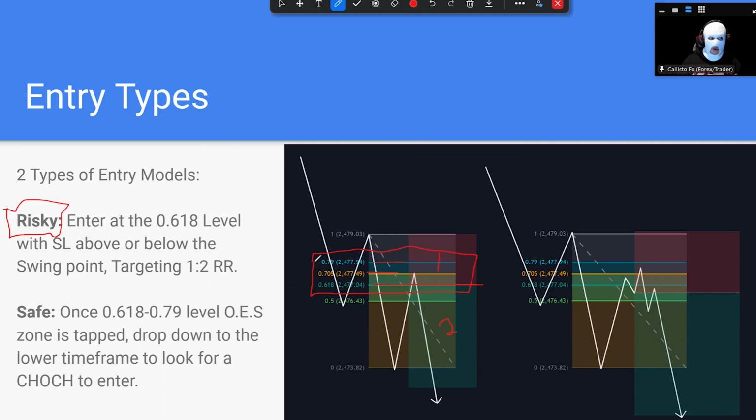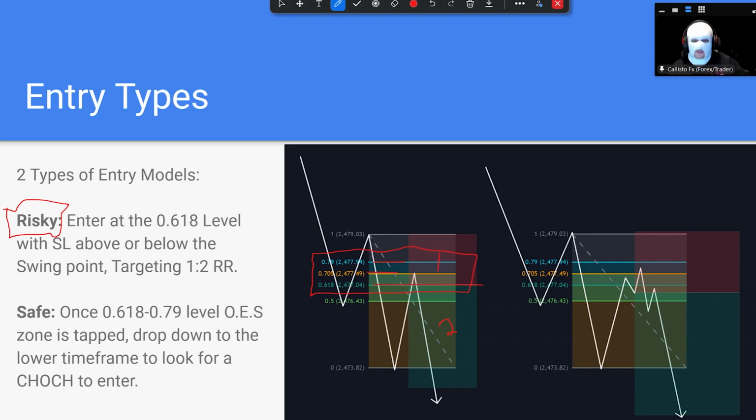Because you are not waiting for any change of character, no market structure shift, no nothing. You're just looking at that and plotting your levels, which has been working out quite well on very trending markets. Something to take note of. Now, if everybody can understand this risky type, let me know in the chat. Very, very good. So you understand this.